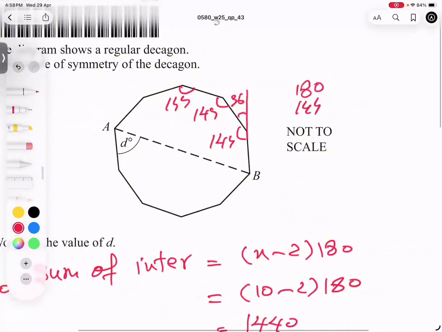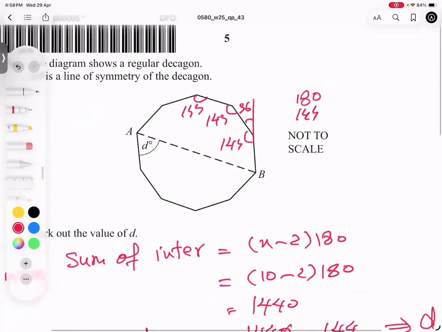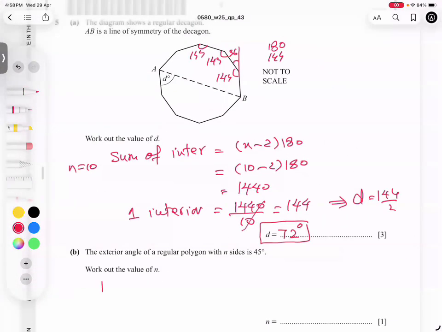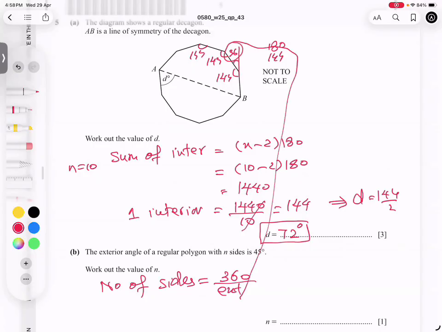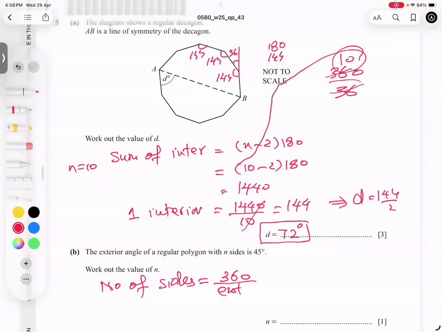The formula for the number of sides, what is it, student? I'm writing it here. The number of sides formula is 360 divided by the exterior angle. And check it now, this is 36. If I divide 360 by 36, I get 10. So 10 sides. It is 10 sides. I just showed you how it works.